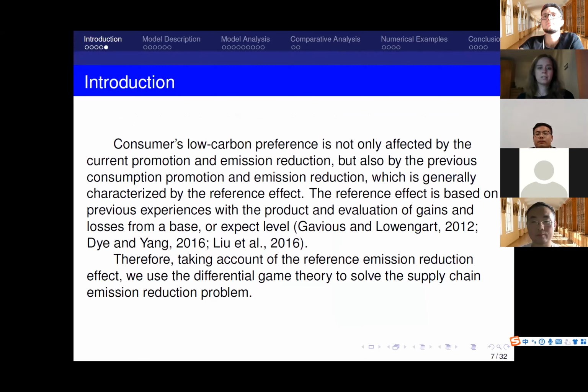Consumers' low carbon preference is not only affected by the current promotion and emission reduction, but also by the previous consumption, promotion and emission reduction, which is generally characterized by the reference effect. The reference effect is based on previous experiences with the product and the evaluation of gains and losses from a base or expert level. Therefore, taking account of the reference emission reduction effect, we use differential game theory to solve the supply chain emission reduction problem.